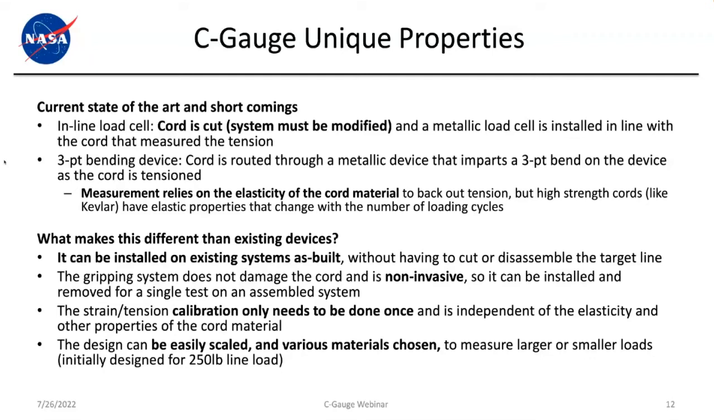So what makes a C gauge different? Well, we can go install it on existing systems that are already built without having to cut or disassemble the lines. The gripping system ideally does not damage the cords, so it's non-invasive. You can put it on, you can take it off, and keep testing your system. This calibration only needs to be done once. Since we're routing all of the load through the C gauge, there's no dependence on material properties. So you calibrate your device, you get a cal sheet for a particular serial number, and now you're good to go to use this on whatever system you'd like.